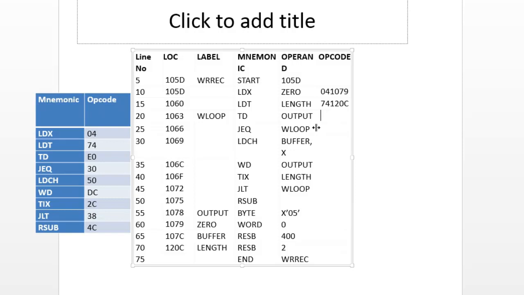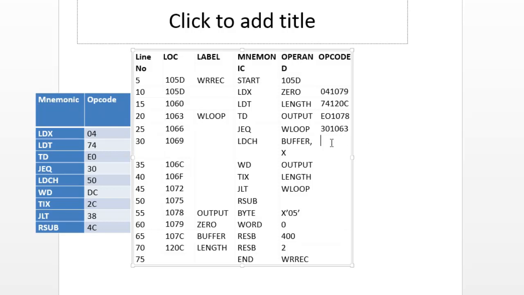Next instruction is WLOOP TD OUTPUT. What is the mnemonic? TD. What is its equivalent opcode? E0. Output: locate the label definition OUTPUT. It is at the address 1078. So attach it here, 1078. Next instruction is JEQ WLOOP. JEQ equivalent opcode is 30. WLOOP is found at the address 1063. Here it is, WLOOP is present here, right?